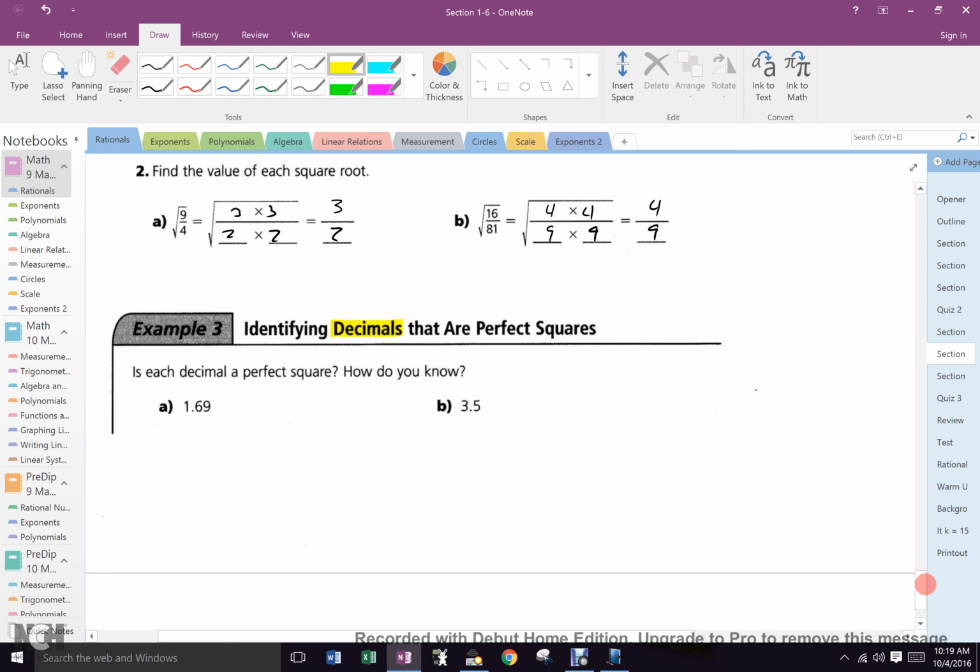Let's have a look at this. Stop for a second. That's a decimal, yeah? We don't know how to deal with decimals, do we? But we know how to deal with fractions, right?